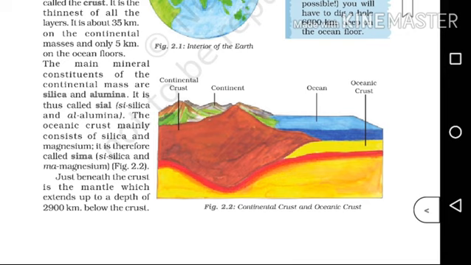Just beneath the crust is the mantle, which extends up to a depth of 2900 km below the crust. So, below the crust, there lies the next layer of Earth, that is known as mantle. We can see mantle in this diagram. This is 2900 km deep. So beneath the crust there is mantle and it's of 2900 km depth.